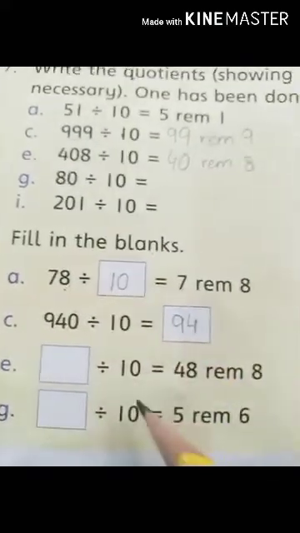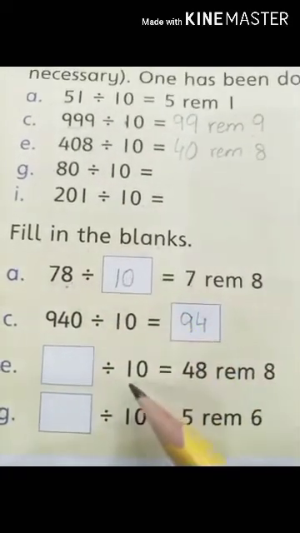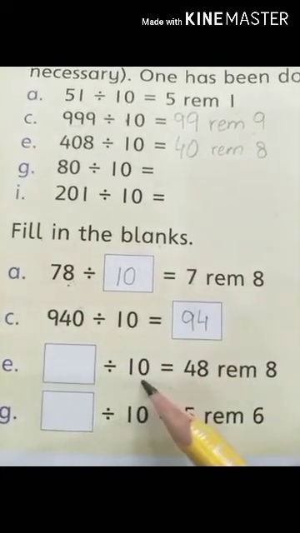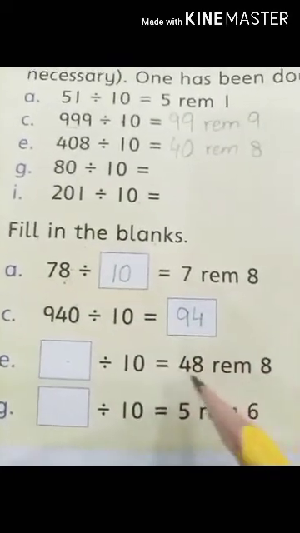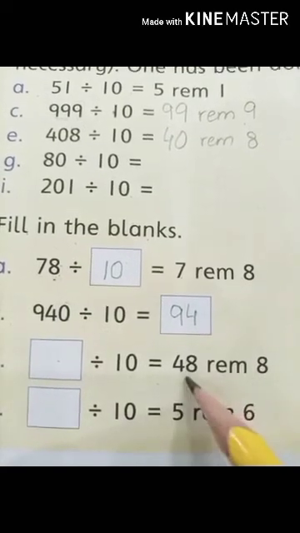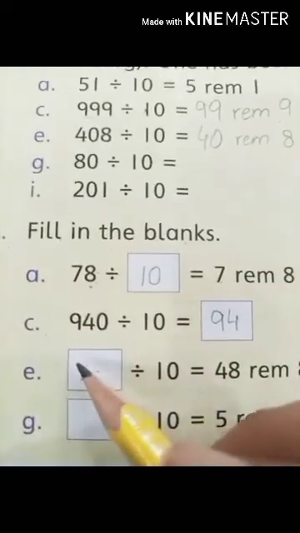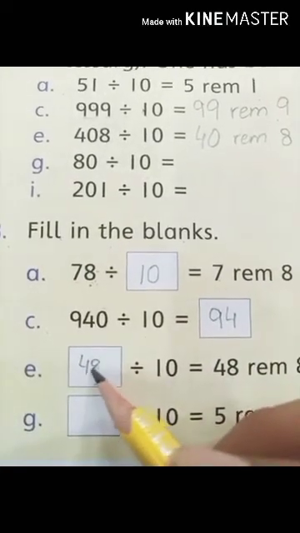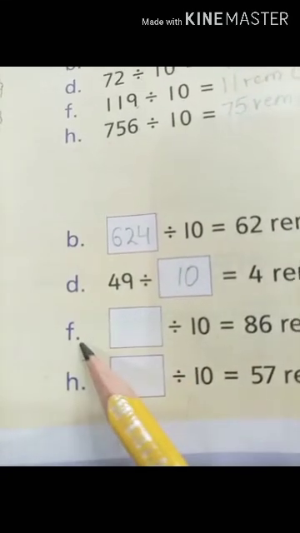Same as this, students, just like the part A. In this, the divisor is given and you are going to identify the dividend. So students, we are going to identify it by combining these numbers: 488. Now students, here is our part F.